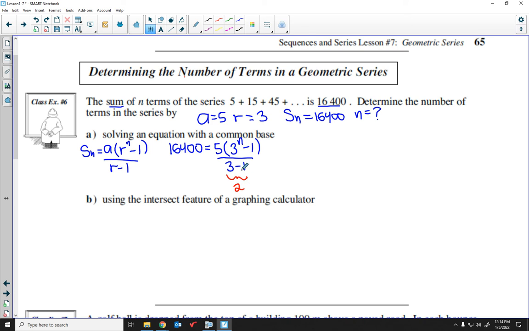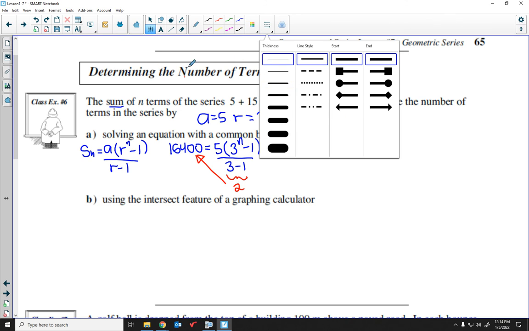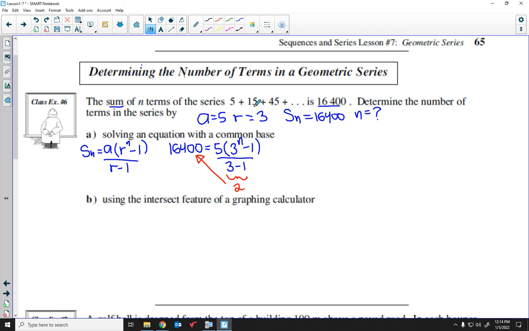And then I want to get rid of the denominator. So I'm just going to again cross multiply. I'll bring this 2 up to the left-hand side, which I can do because the left-hand side just has a single term on it. So this would then give you 16,400 times 2 would be, I think it's 32,800. Let's double check that. Yeah.